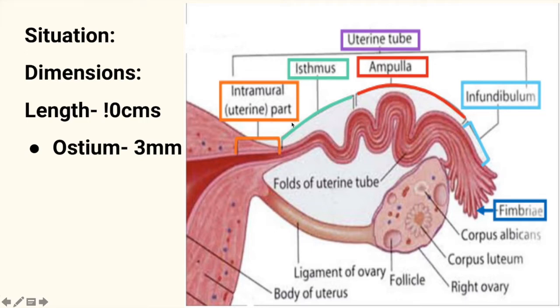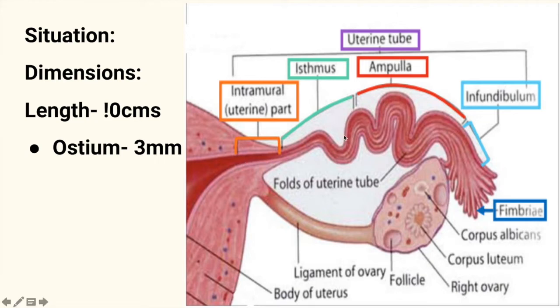Next to this isthmus, we'll see the intramural part, or interstitial or intrauterine part. This end opens at the superior angle of the uterine cavity, and it passes through the interior of the uterus. The length is 1 centimeter, and it opens into the cavity of the uterus through the uterine ostium. The diameter of that uterine ostium is 1 mm.